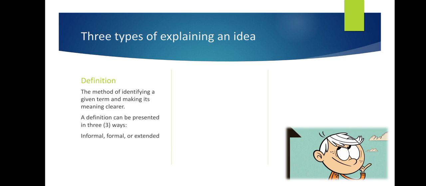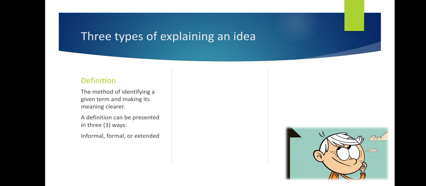Now let's take informal first. Informal is done through parenthetical or brief explanation. So let's say, for example, you chose a topic and the topic is global warming. So in a very informal way, you'll be explaining the concept of global warming as the idea that the earth is getting warmer by the day. So that's very informal.